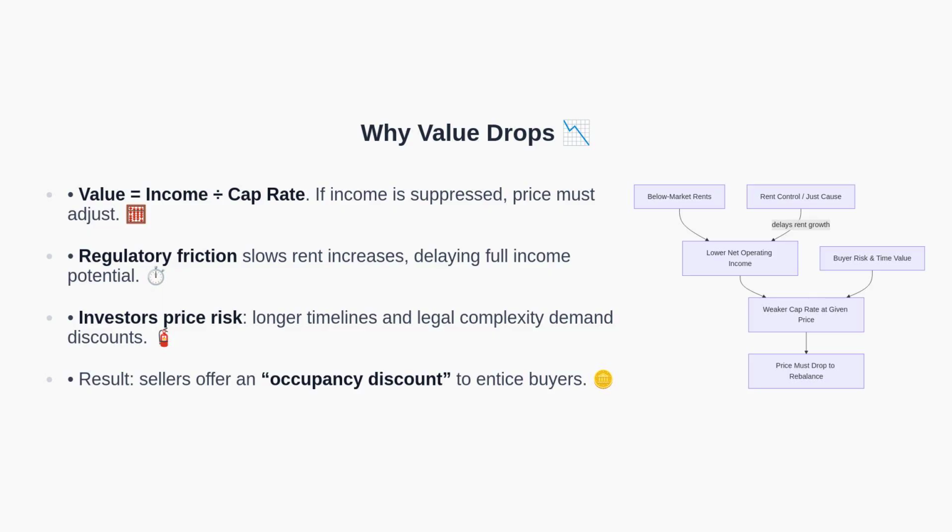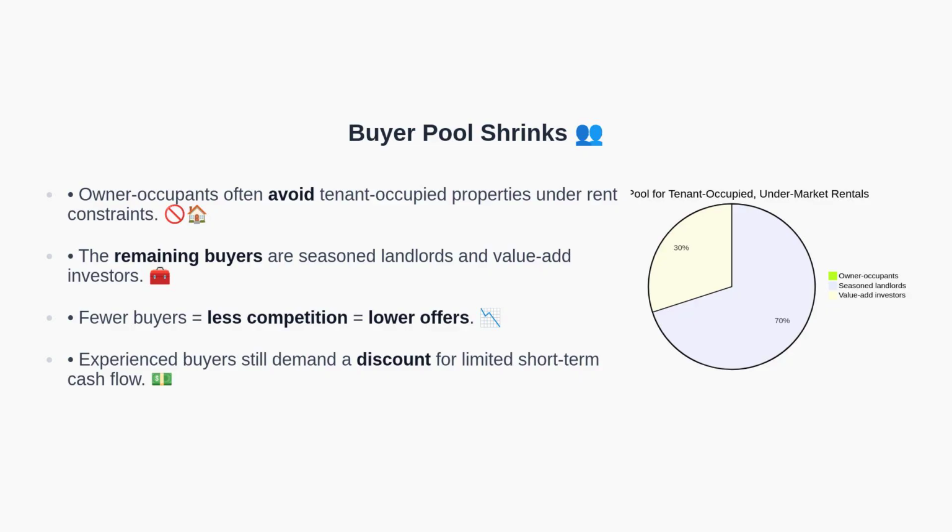Now that we understand the mechanics, let's see how this reality shrinks the potential buyer pool. When a unit is tenant-occupied, owner-occupant buyers are usually out of the picture, especially in strict rent control areas. That leaves mainly seasoned landlords and value-add investors who understand the rules. However, the smaller buyer pool reduces competition and leverage for the seller. Even these experienced buyers will demand a discount to address the lack of immediate cash flow upside.